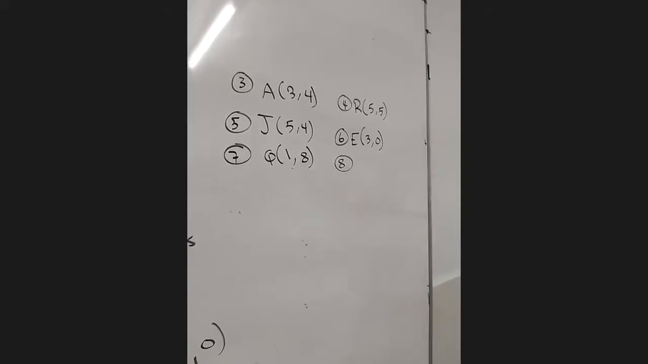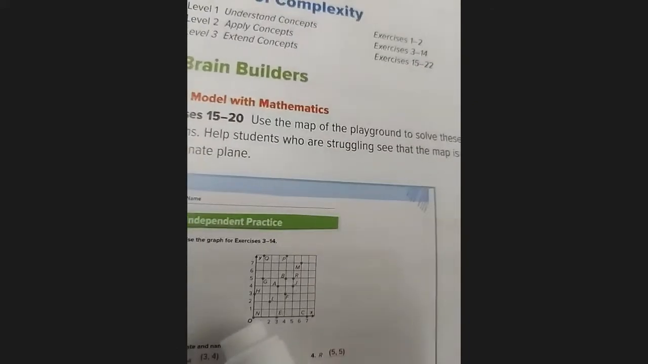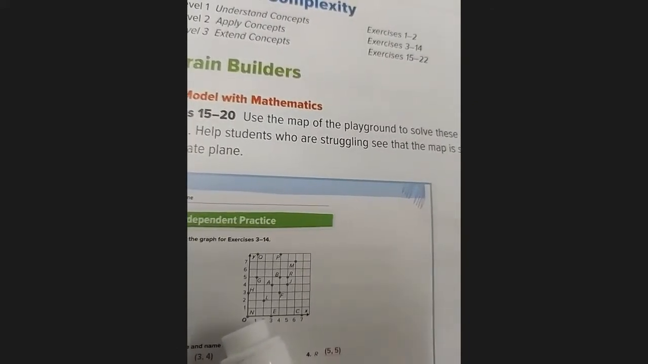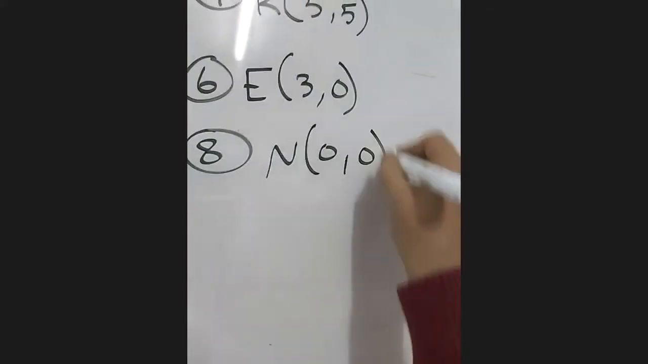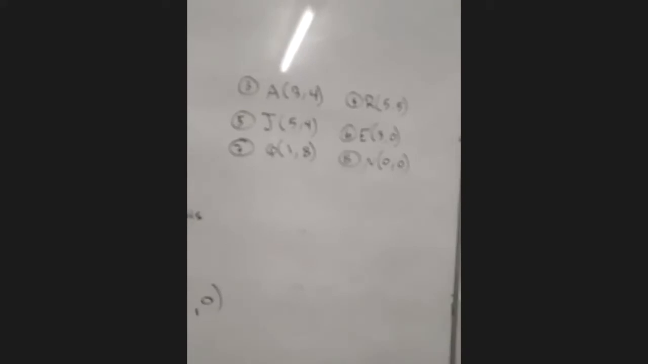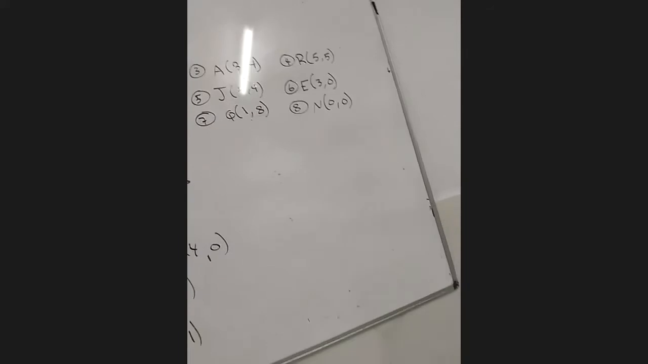Question 8. Ziyad. Question 8 is 0, 0. Mumtaz. N is at the middle, guys, the intersected point. We call it the origin. So N is 0 and 0. Good boy. Copy, guys. Don't leave spaces there.